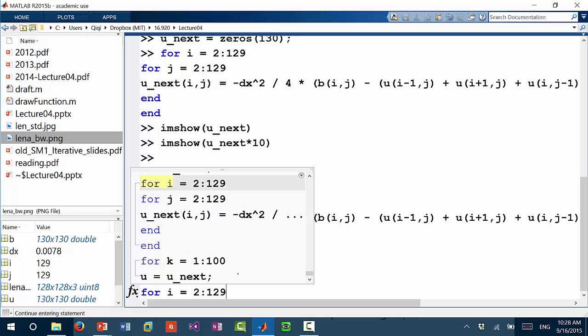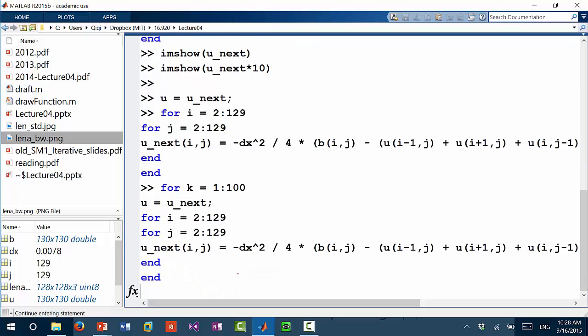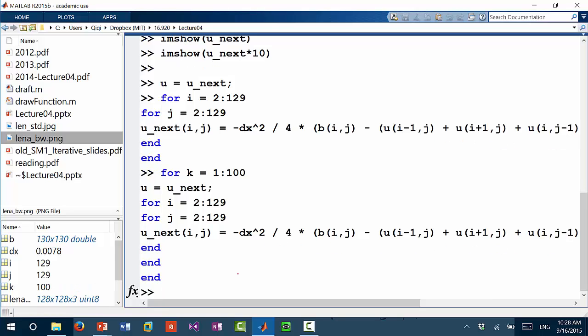For i goes like this, right? Am I making any bug? And, right? So now if I type enter, I would be doing 100 iterations of the Jacobi iteration. Anyone wants to look at U next? Should we take a break before we look at U next? Okay, let's look at it.